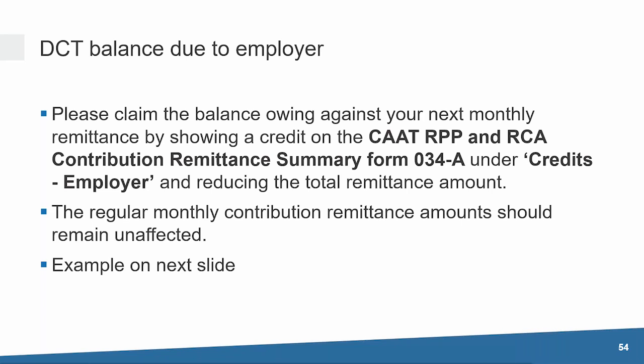In the case where there is a balance due to the employer, please look at the member and employer column and total column in the annual statement to determine the amount available as a credit. Please claim this credit against your next monthly remittance by showing a credit on this CAT and RCA contribution remittance summary, also known as Form 34A, under credits for employers.